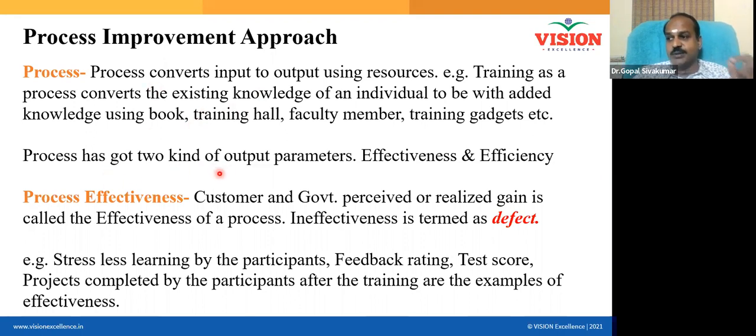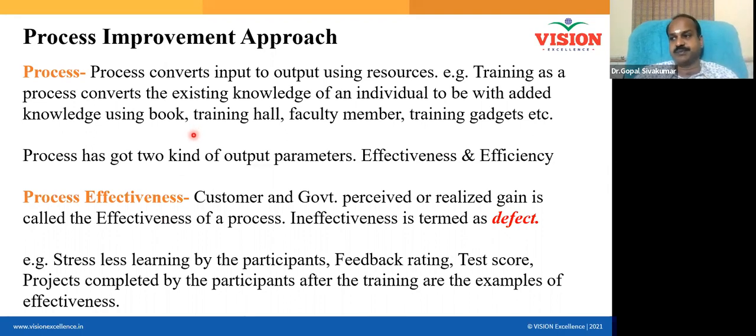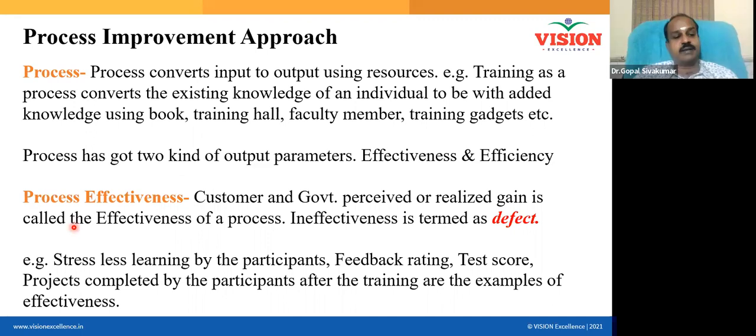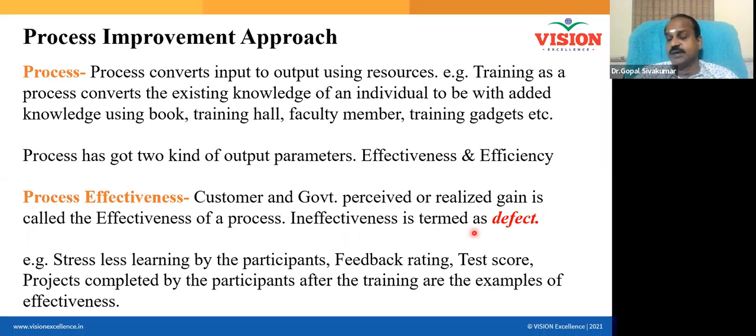Your process has got two kinds of output parameters. One is effectiveness, another one is efficiency. What is effectiveness? Imagine a set of 15 or 20 people undergo the training program, become black belts, and get the certificate. But they are not able to do a single project. Do you think the training program is very effective? No. So your product is a defective product. Your product has got certain defects. That means no effectiveness. So ineffectiveness is termed as defect.